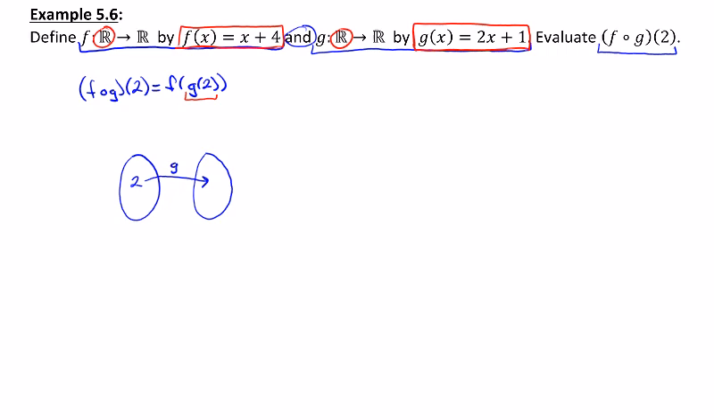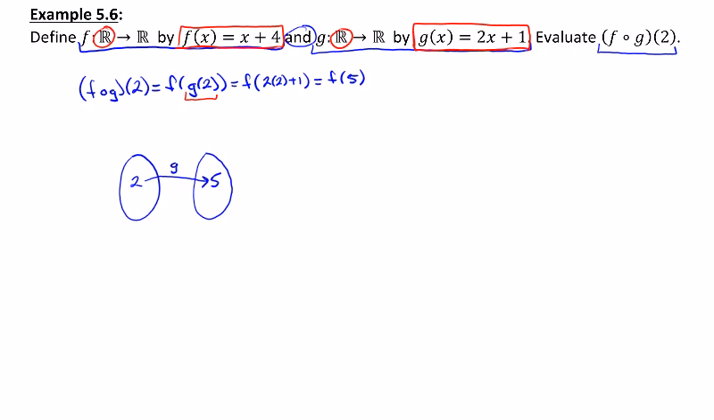So the equation is given to me, and the equation says 2 times x plus 1. So in this case, x is 2. So this is going to say 2 times 2 plus 1. So in other words, I would calculate 5. So 2 is going to map to 5. So that's the result from using g.